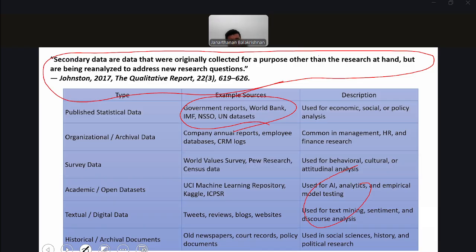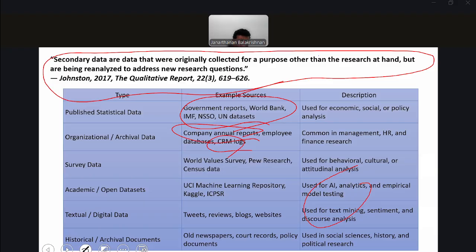Apart from it, company annual reports are a very good source of secondary information to understand operational expenses, employee databases, and CRM logs. For example, you want to understand employees' lunch time, or login time, or employees' behavior during particular times on Mondays or Fridays. So you can take CRM logs and the employee database to understand that.